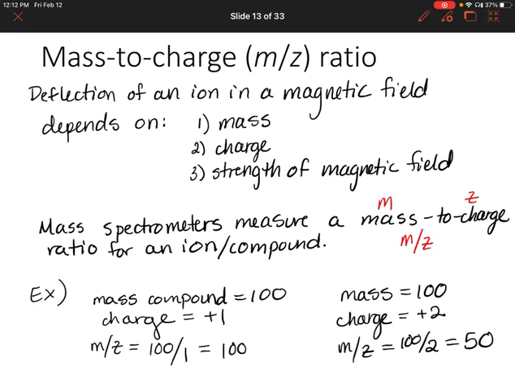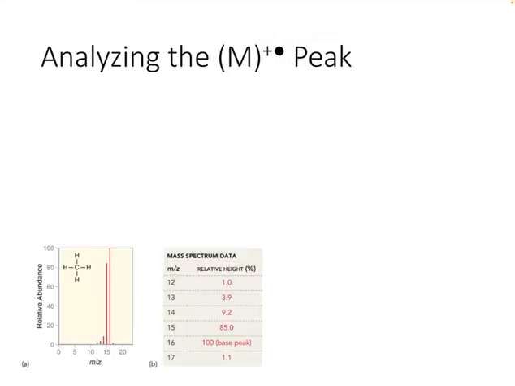So now let's talk about how to analyze a mass spectrum. So down below in figure A, we have a mass spectrum for methane. So on the y-axis, we have relative abundance. So this is going to tell us how abundant each ion is. And on the x-axis, we have the mass to charge ratio.